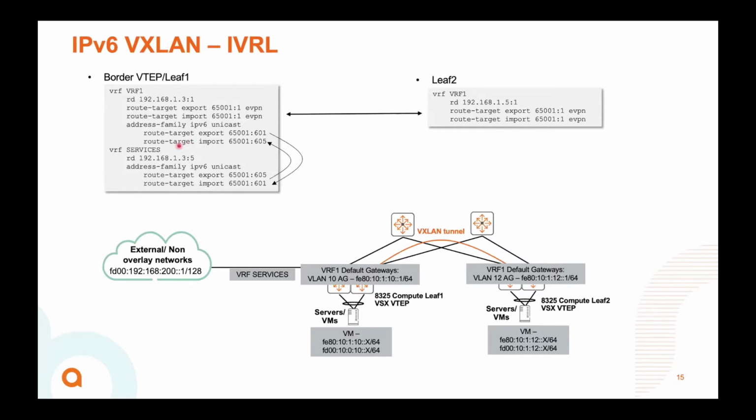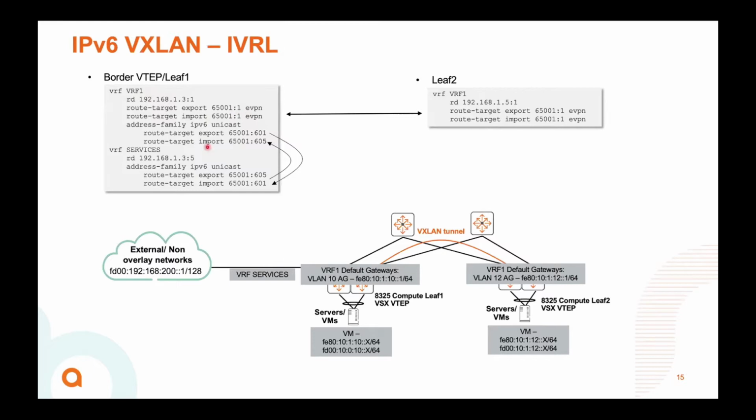You can see here I have the tenant VRF1. I also have a services VRF that's linked to the non-overlay network. And typically between the same tenants, you can see we're going to import and export the same values, 65001:1. So leaf 2 will learn all the leaf 1 VRF1 routes.